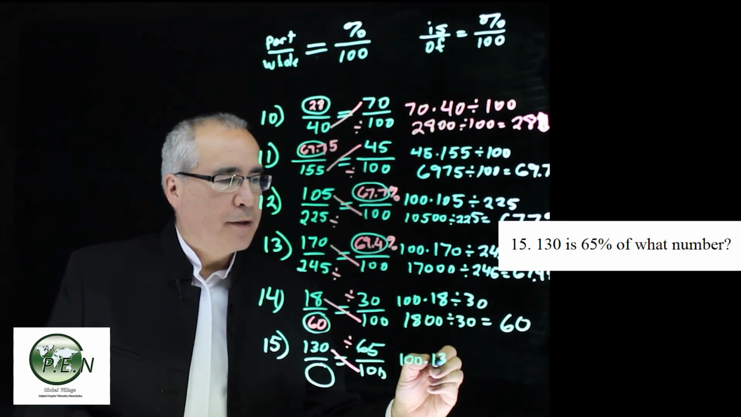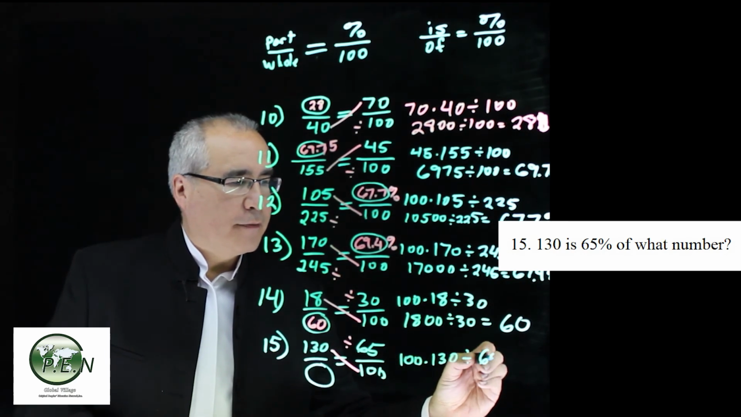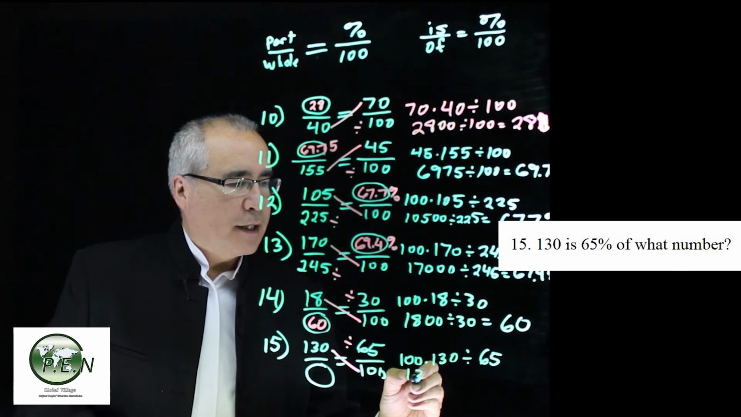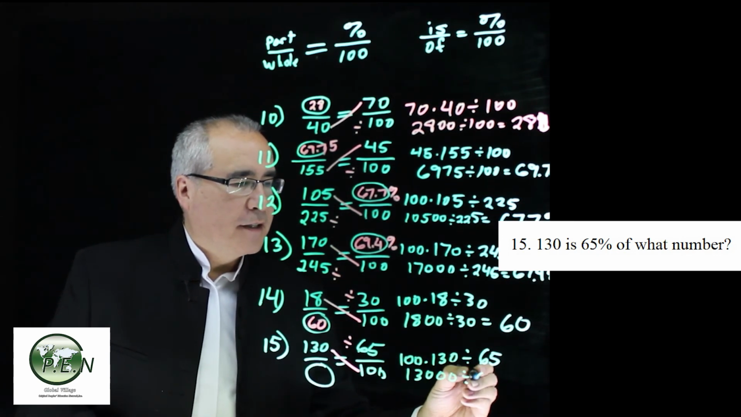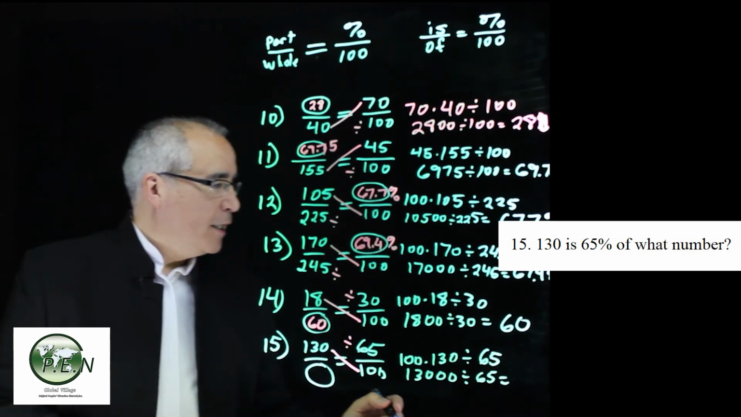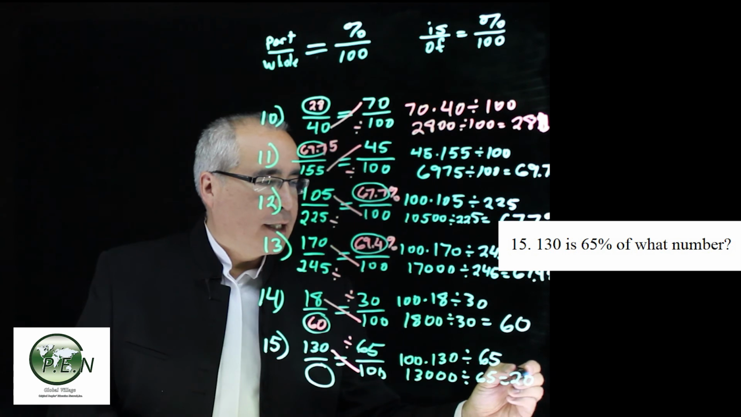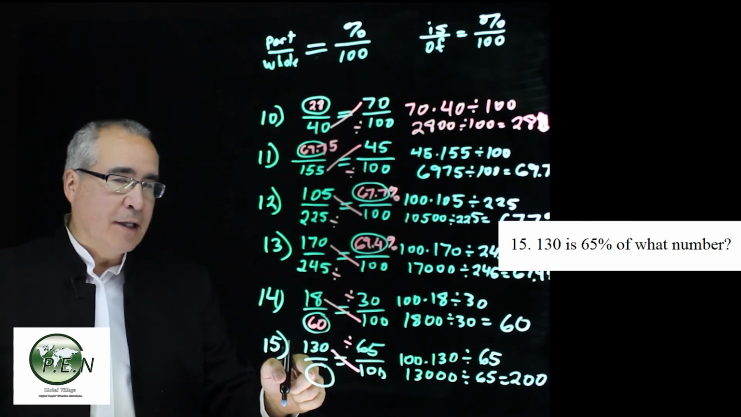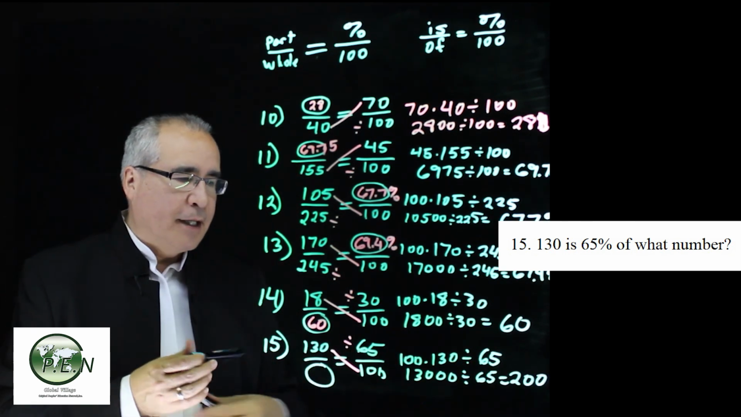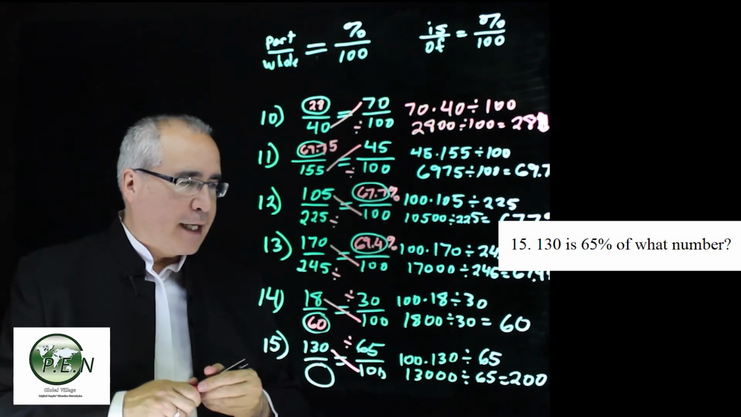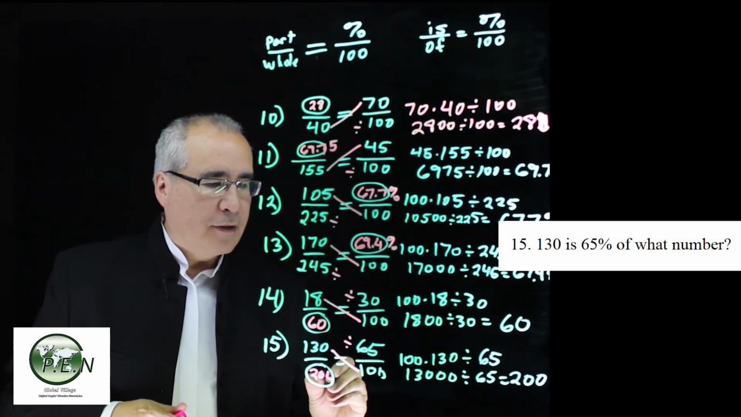100 times 130 divided by 65. That's 13,000 divided by 65 gives us 200. Again, it's not 200%. It is the number. It's the of. It's what we have. We have 130 pieces out of 200 pieces as a total set.